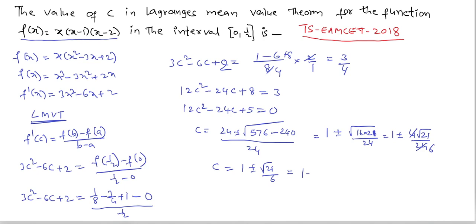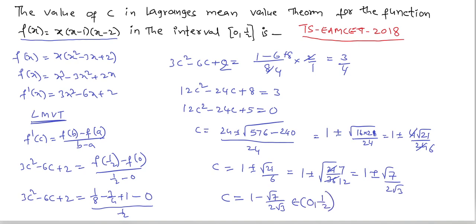That is equal to 1 plus or minus root 7 by 2 root 3. So from this, c is equal to 1 minus root 7 by 2 root 3, which belongs to 0 comma 1 by 2. So the value of c is 1 minus root 7 by 2 root 3.